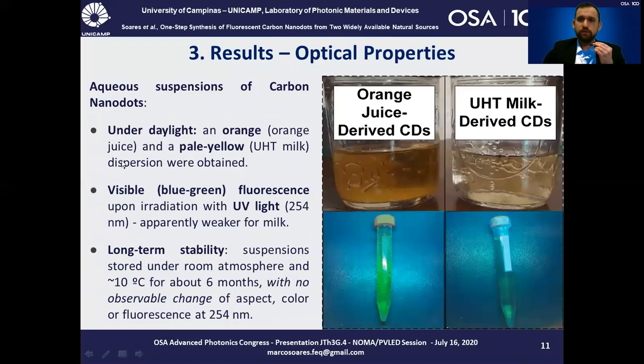When we observe the aqueous dispersions, we see an orange aspect for the orange juice-derived CDs and a pale yellow aspect for the UHT milk. And when we irradiate them with 254 nanometer UV light, we observe this green-blue fluorescence, apparently stronger for the orange juice. It's also important to cite that there is long-term stability. The suspensions were stored under room atmosphere at 10 degrees for about 6 months, and no observable change of aspect, color, or fluorescence was detected.